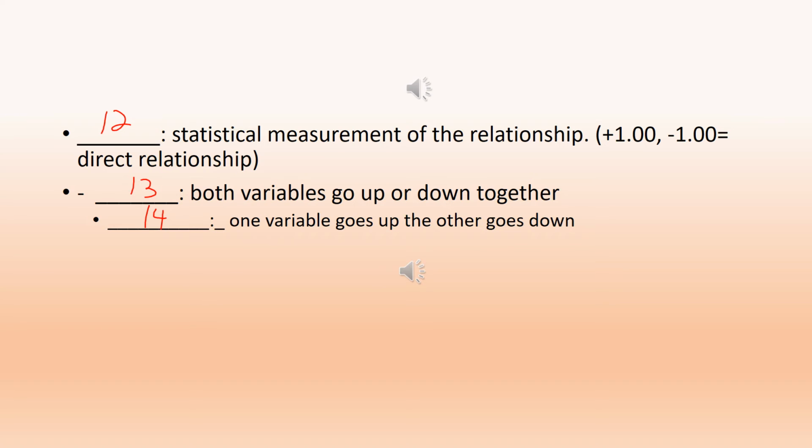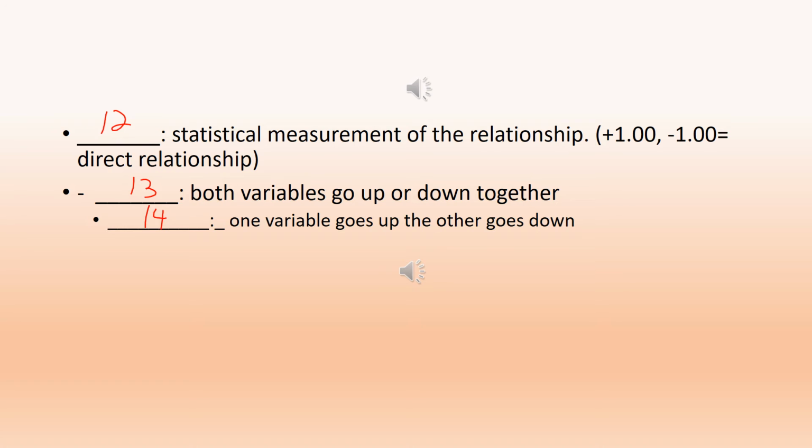And number 13, this is a type of correlation where both variables rise or fall together. So an increase in study time correlates with an increase in grades. A decrease in study time correlates with a decrease in grades. What type of correlation would that be?